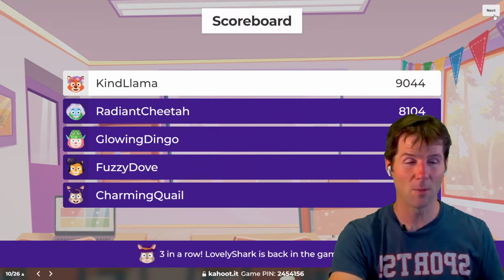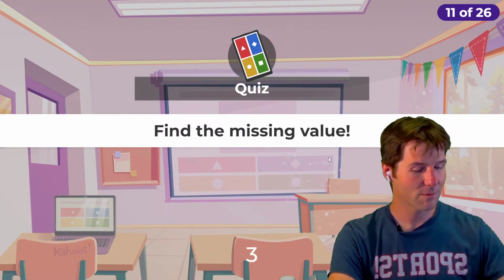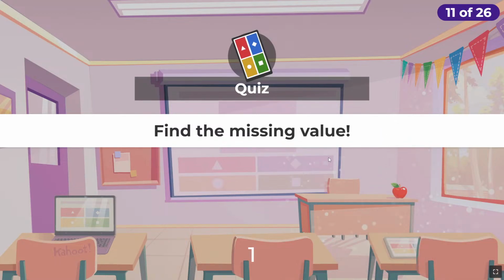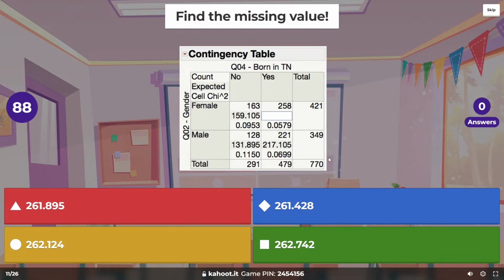Check out as we keep working here and practicing. Find the missing value. Get your calculator if you don't have it. 90 seconds to go. What are you looking for on the screen? You're looking for a what value? This missing value on the screen is a what value?